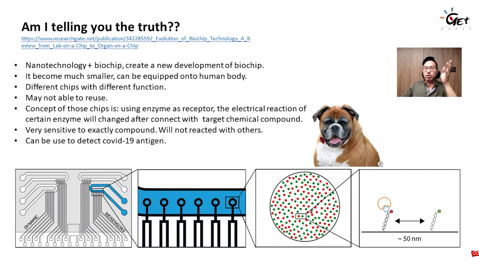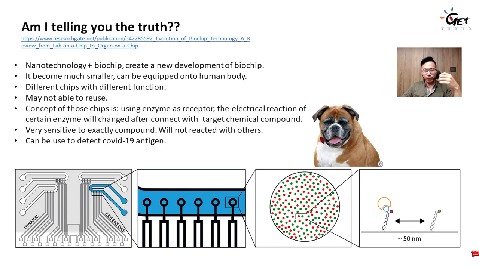Also, dog has this function, but the dog has much, much stronger function than human. So if we isolate the enzyme from dog's nose, we could create a biochip, use it to detect some kind of drug like heroin, like the marijuana. This part is true.